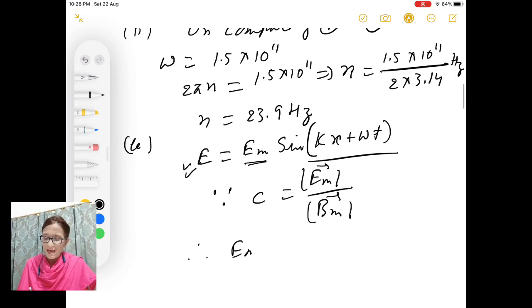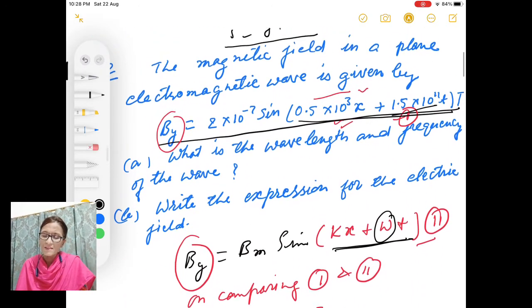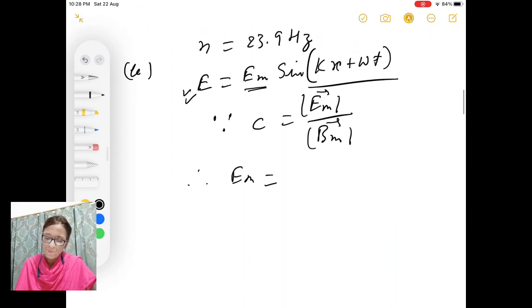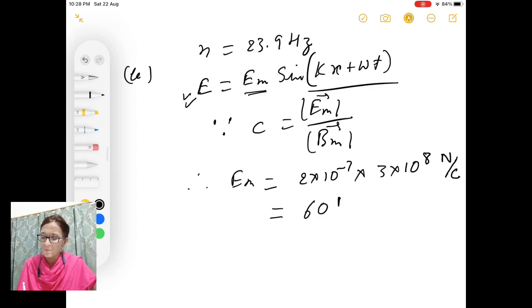Therefore, Em is equal to, Bm given is 2 into 10 to the power minus 7, and c is your 3 into 10 to the power 8. And electric field is measured in unit of Newton per Coulomb. So this is equal to 60 Newton per Coulomb.